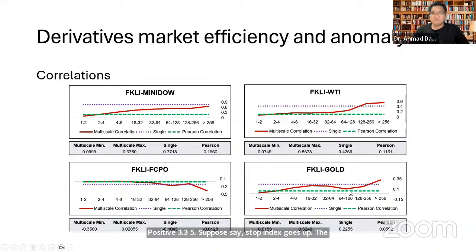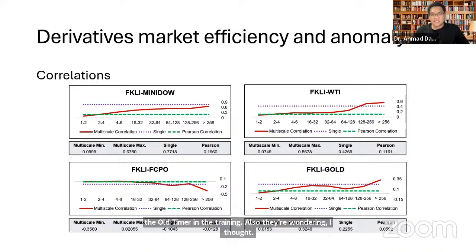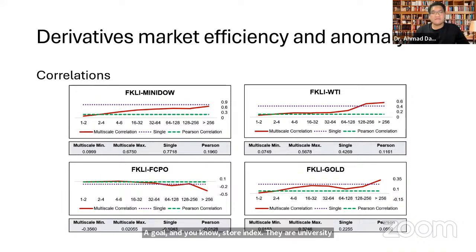Okay, inversely correlated, but this is the proof that it doesn't necessarily go that way. Sometimes even the old timers in trading wonder, I thought gold and stock index are inversely correlated. Not every time. Okay, in general, yes, but we can only say theory because not every time.